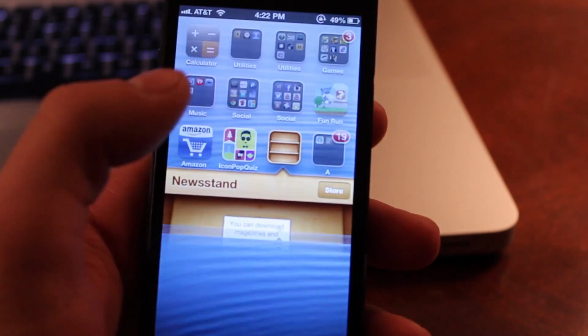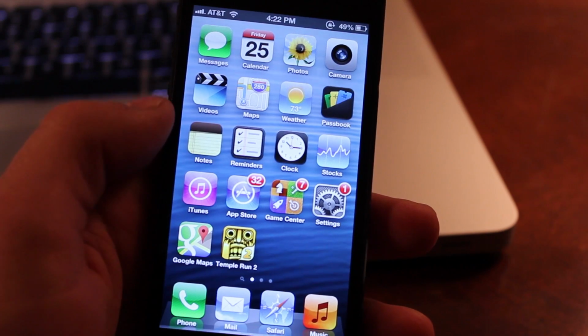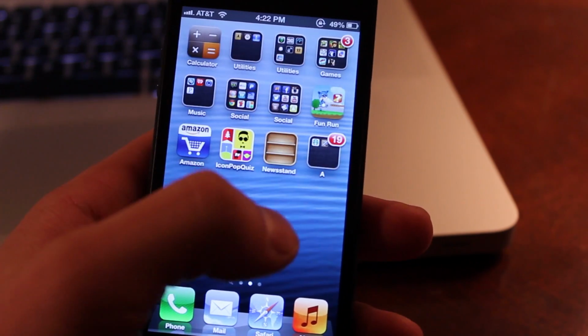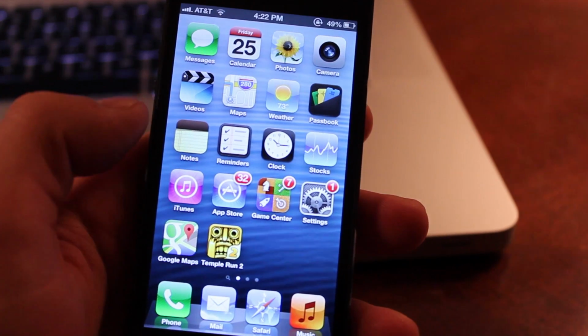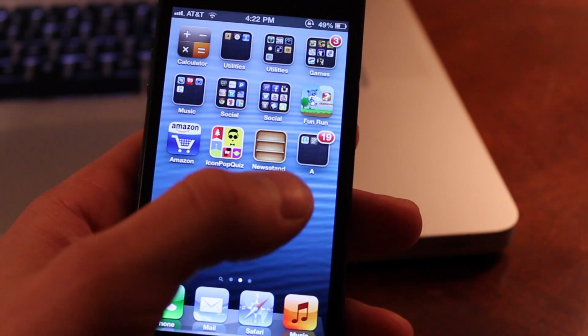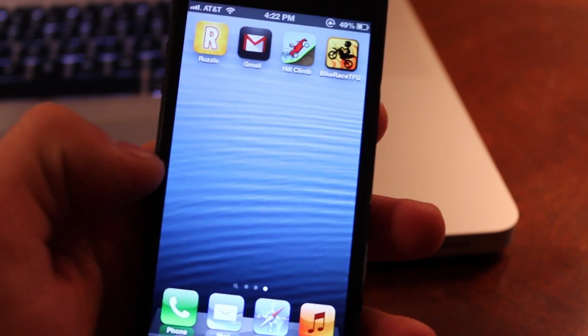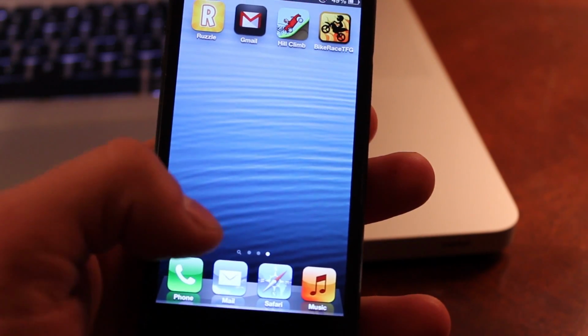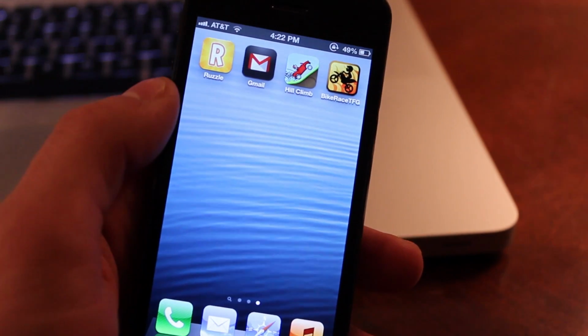So first off, make sure that the Newsstand is on the second page of your springboard. So if this is the first page where all the stock icons are, Newsstand has to be placed on the second springboard page. The next step is the apps that you want to put into the Newsstand have to be on the third springboard page. So the Newsstand has to be on the second page, and then the apps that you want to put into the Newsstand have to be on the third page.